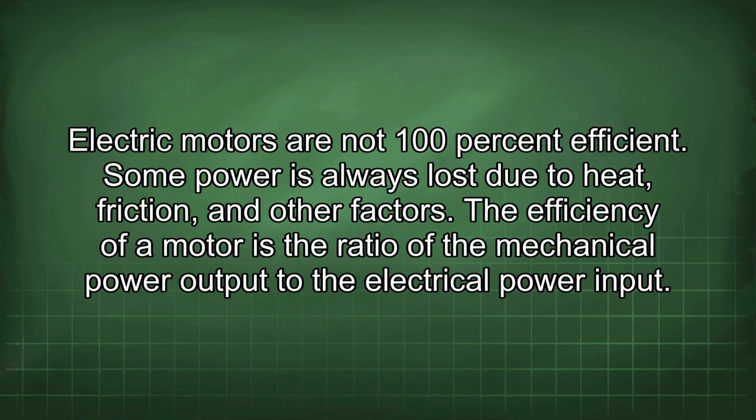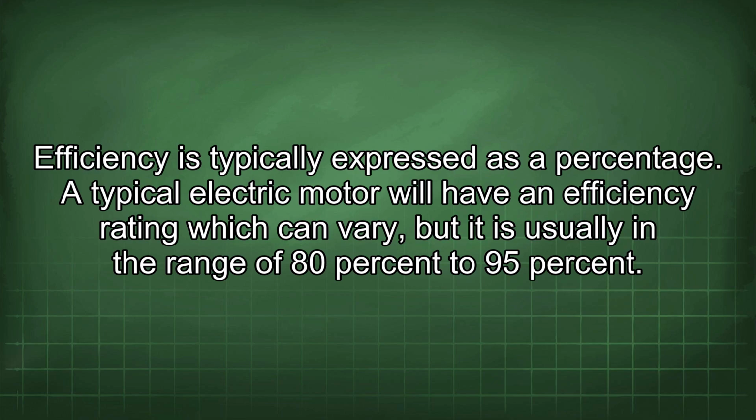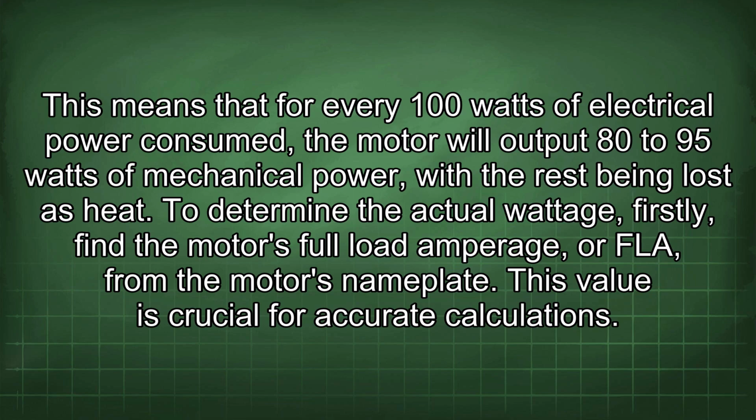Electric motors are not 100% efficient. Some power is always lost due to heat, friction, and other factors. The efficiency of a motor is the ratio of the mechanical power output to the electrical power input. Efficiency is typically expressed as a percentage. A typical electric motor will have an efficiency rating which can vary, but it is usually in the range of 80% to 95%. This means that for every 100 watts of electrical power consumed, the motor will output 80 to 95 watts of mechanical power, with the rest being lost as heat.